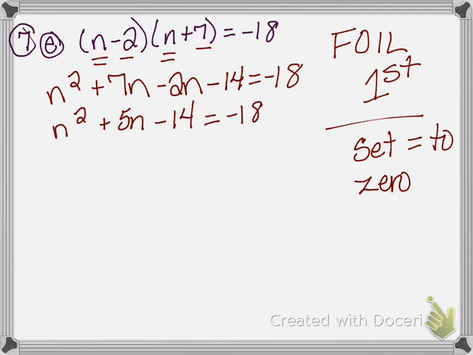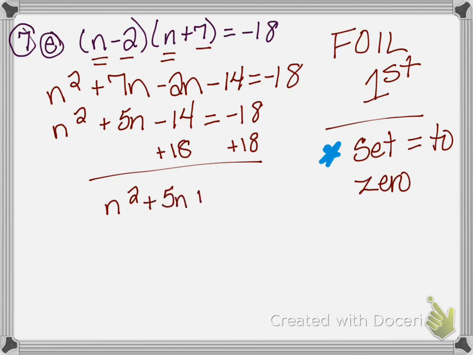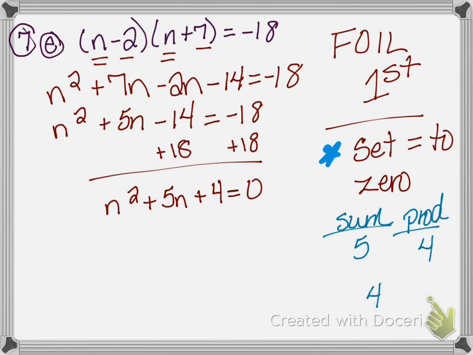Now, my next step is I've got to set this equal to 0. So I'm going to add 18 to both sides. So I have n squared plus 5n plus 4 equals 0. The sum that I'm looking for is 5, and the product that I'm looking for is 4. The two numbers that multiply together to give me 4 and add together to give me 5 are 4 and 1.